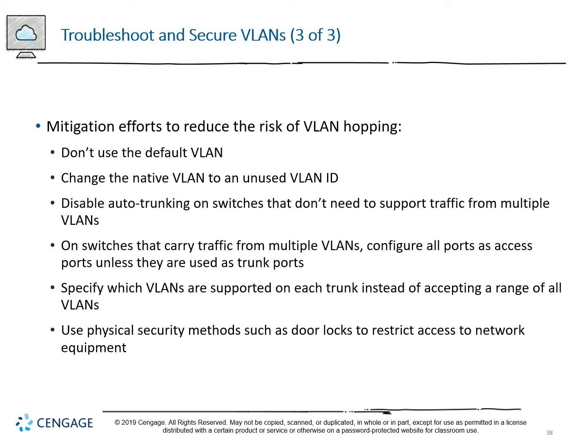On switches that carry traffic from multiple VLANs, make sure that all ports are set as access ports or are directly disabled unless they're used as trunk ports. Some people are a little bit paranoid, like myself, and will set ports to access mode before shutting them down, just to be sure. Specify which VLANs are supported on each trunk instead of accepting a range of all VLANs.